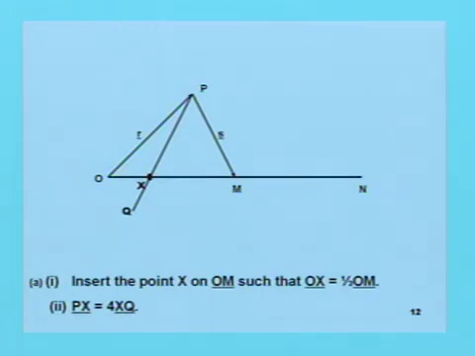Here is a solution. Insert the point X on OM such that vector OX is equal to half vector OM. On the diagram, you see that you have PX there. PX is equal to 4XQ. Vector PX is equal to 4 times vector XQ.